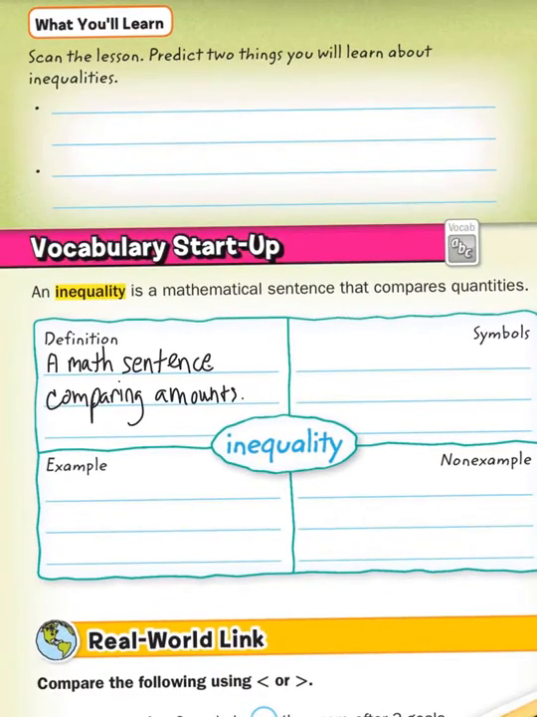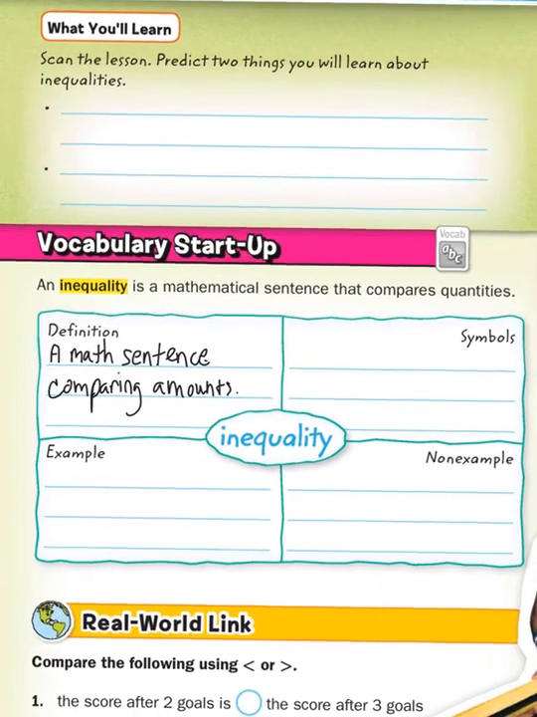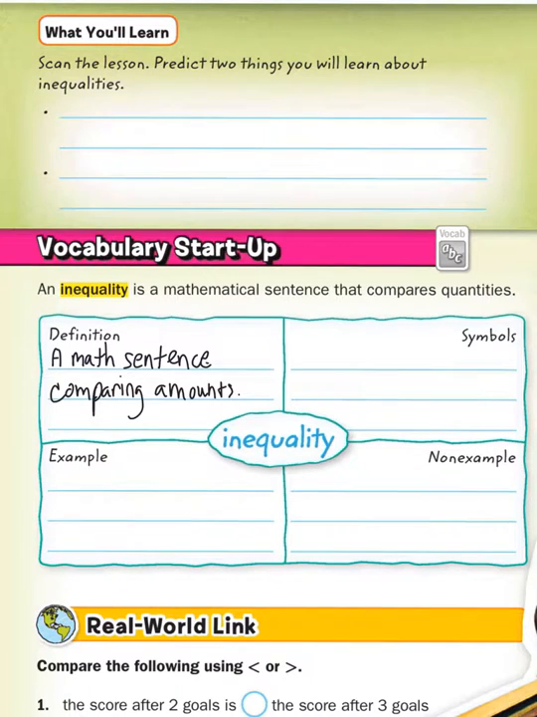As far as symbols, there are 4 symbols that you're going to see in an inequality. One of them will be greater than. One of them will be less than. You've been using these for years. But there are 2 new ones. This one is called greater than or equal to. And this one is called less than or equal to. So get those 4 symbols written down.